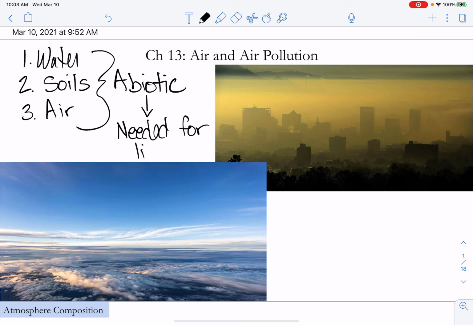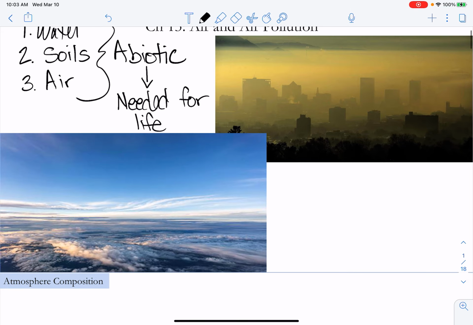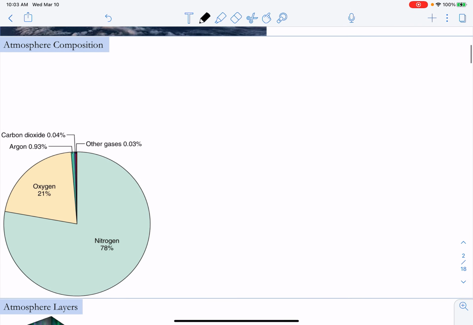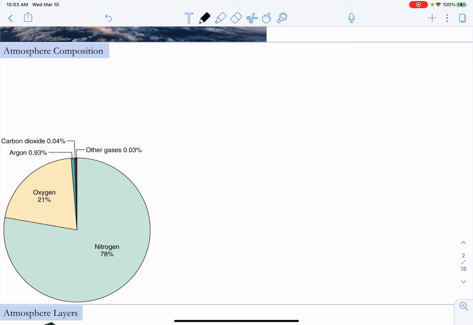for life. If we don't have water, well, we dehydrate to death. If we don't have air, we can't breathe. If we don't have soils, we can't grow food, or animals can't eat, and then we can't eat the animals. So what is air? So we have our atmosphere.